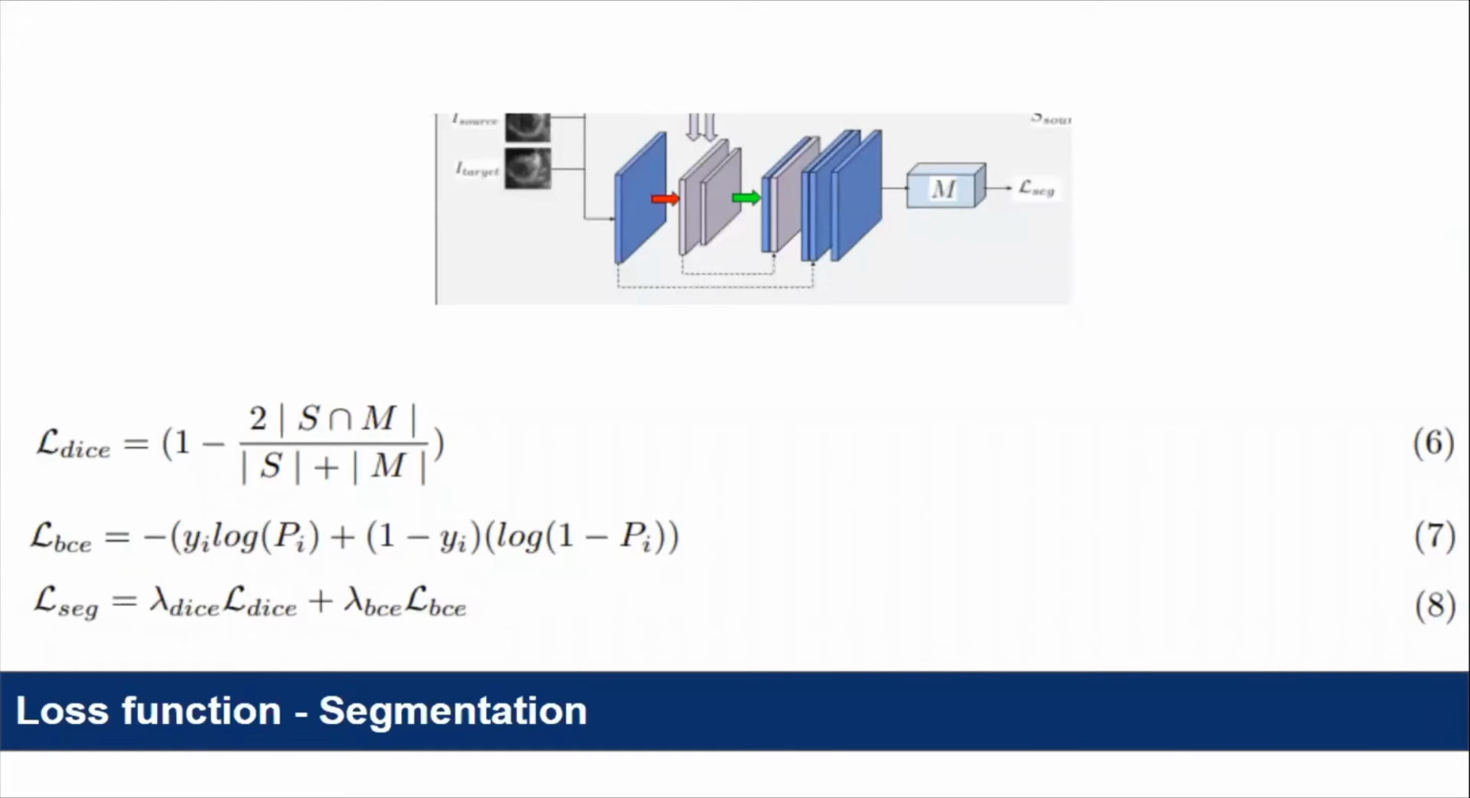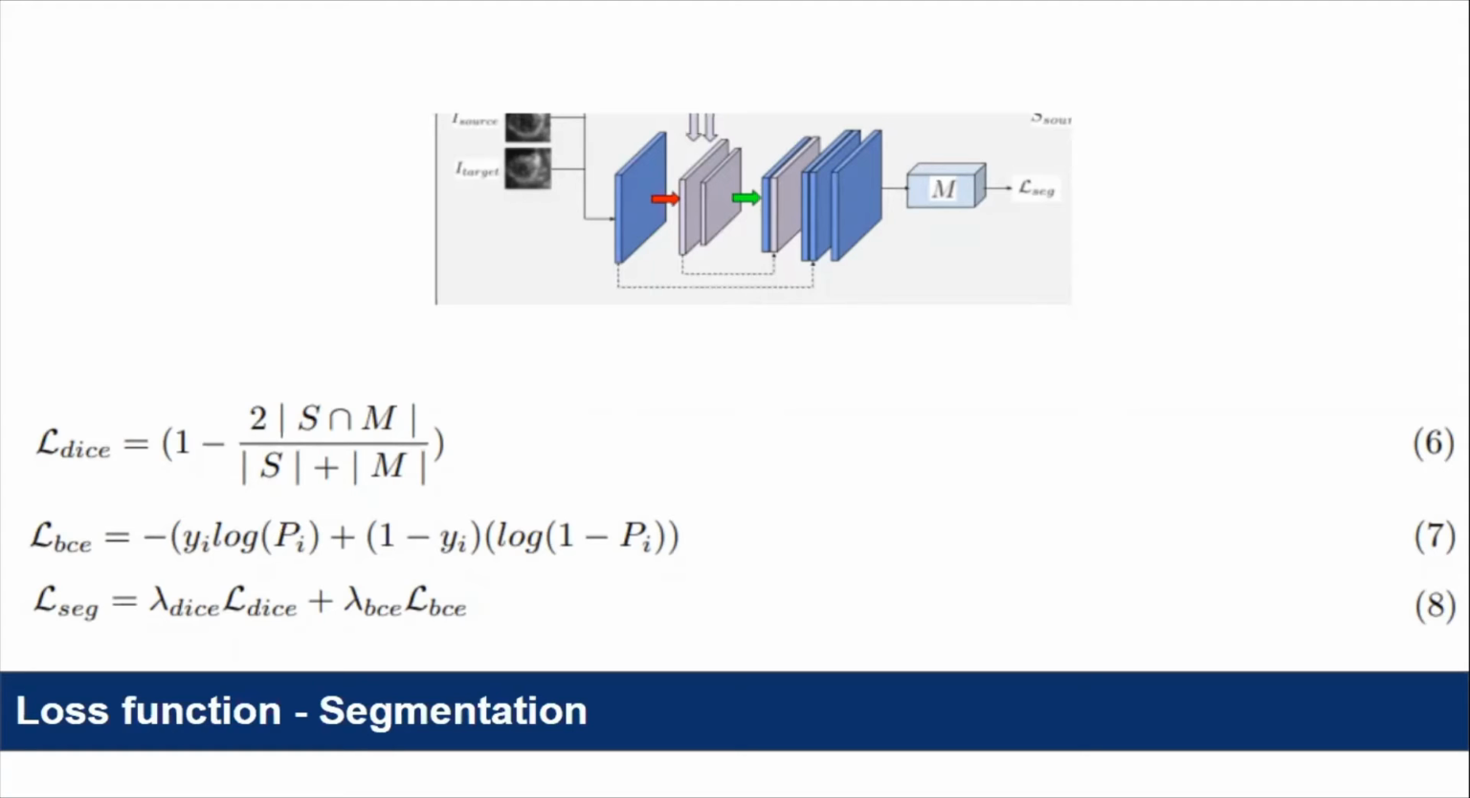Now let's focus a bit on the segmentation branch. The segmentation branch is trained in a supervised manner. Ground truth segmentations were annotated manually and confirmed by a trained expert. The segmentation loss is comprised of two terms, a dice loss and a binary cross entropy loss.